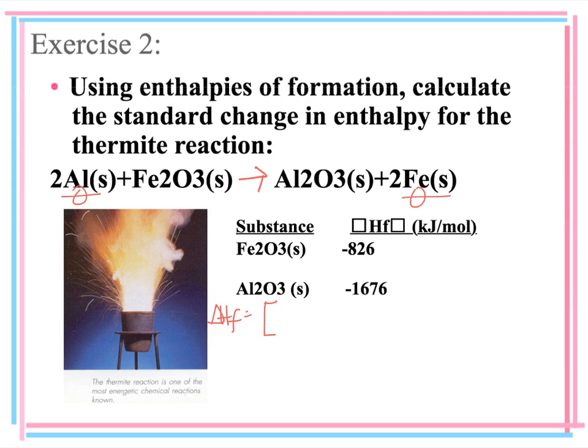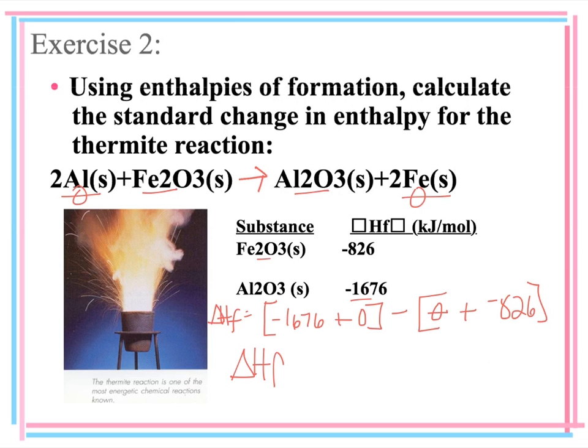So from the product of aluminum oxide, I have a negative 1676. It's just 1 mole, so I can just leave that out, plus the 0 for iron, just so we know that it's there, and then minus the reactants. So I have the 0 for the aluminum, plus the value for the iron oxide, which is right here, so it's a negative 826. And then when I put that in my calculator, I should get a value of a negative 850 kilojoules per mole.